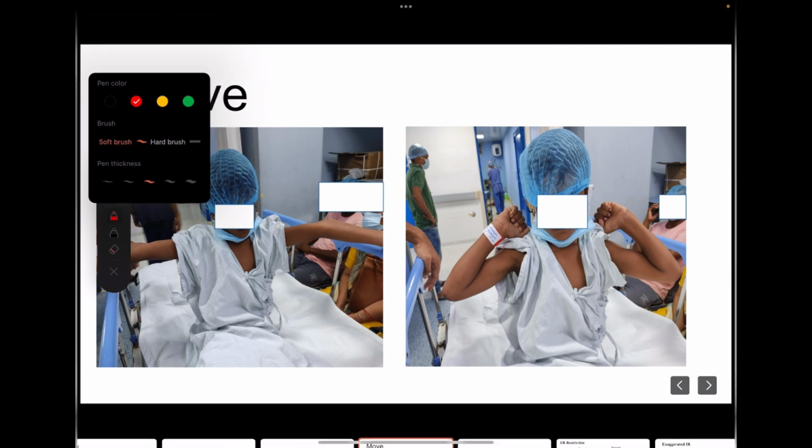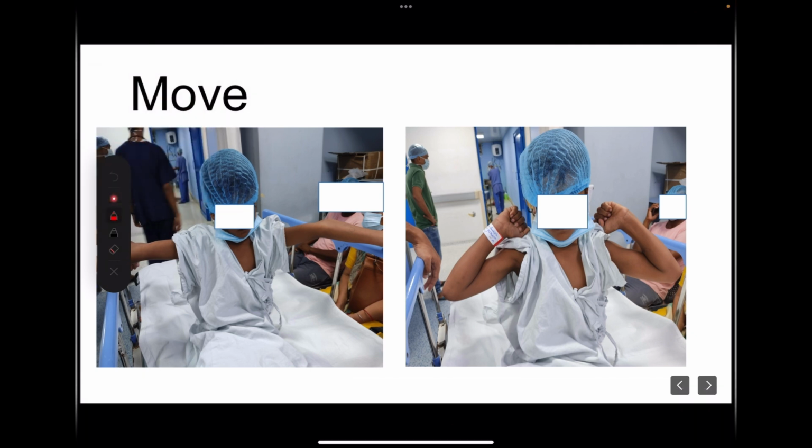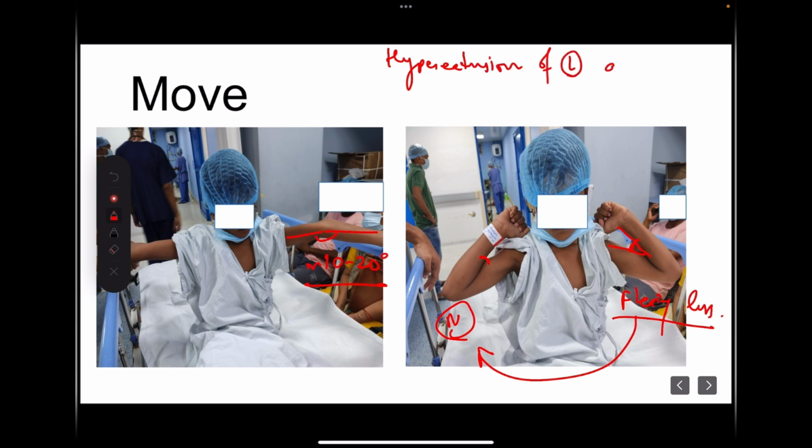Coming to the move part, during movement we found that this side had hyperextension of nearly 10 to 20 degrees, but as soon as the child flexes his elbow, we can see the difference between the two sides: this side is flexing less compared to the normal side. This child had hyperextension of the left, that is the affected side. Along with that, flexion is also less on this affected left side.